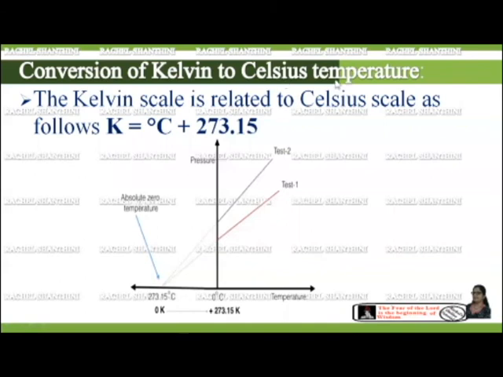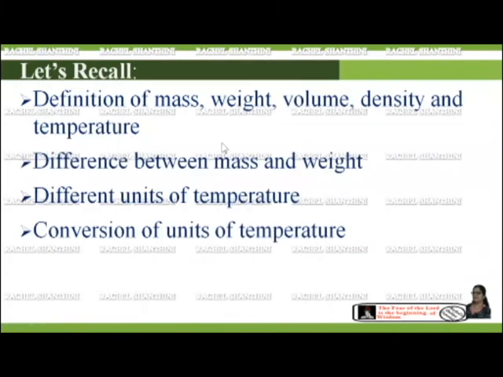Conversion of Kelvin to Celsius temperature. Already we have seen this temperature versus pressure variation graph in the previous session by taking two test gases, and when we extend these two curves, they meet at a point minus 273.15 degrees centigrade, which is the absolute zero temperature, and this absolute zero temperature is 0 K. When we move from Kelvin to Celsius, we need to add 273.15 K.